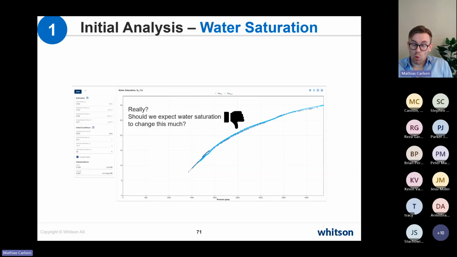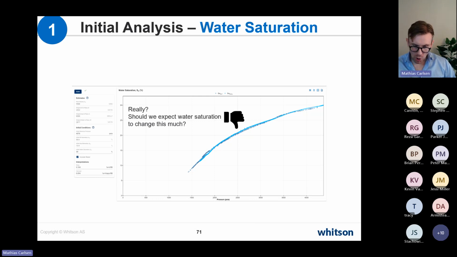But then they looked at the water saturation. And this comes back to one of those things that I hope, at the end of the day, all of you in the course have as an additional tool in your tool belt. In this case, you see the water saturation changing from 30 all the way down to almost 7. And the question is really, is that something we should expect when it comes to water saturation? And the answer to that is no.